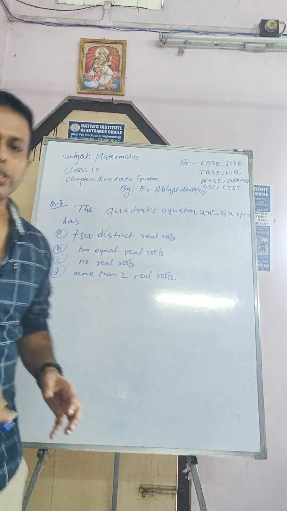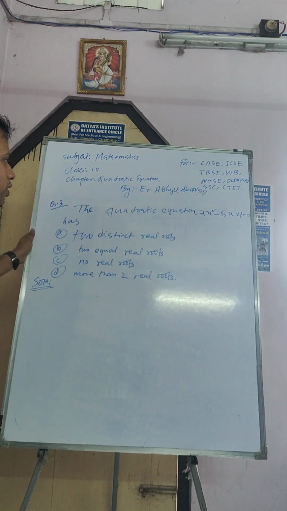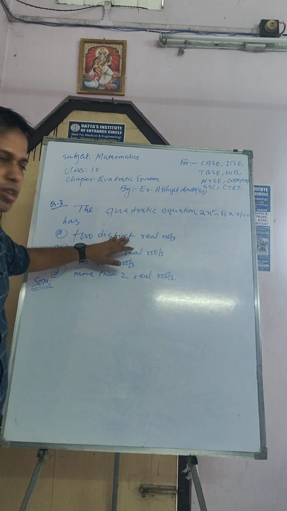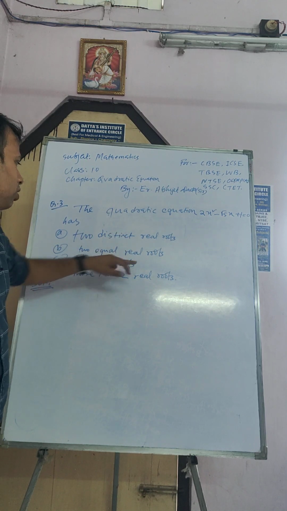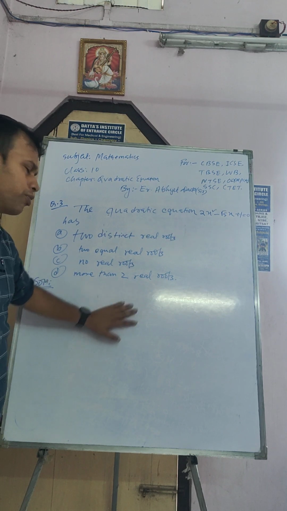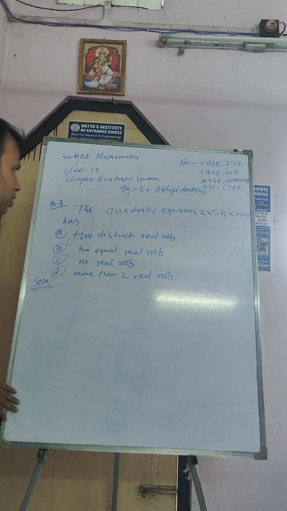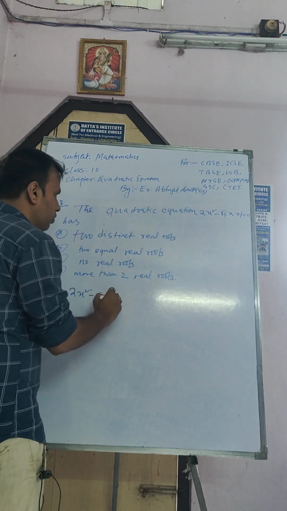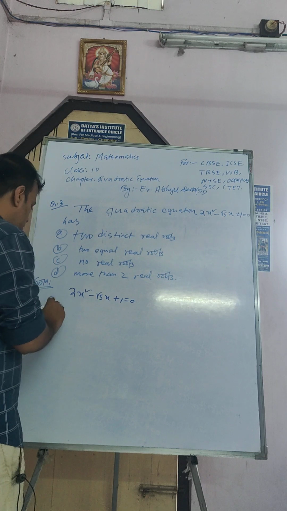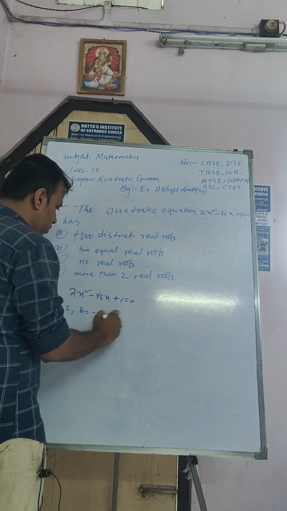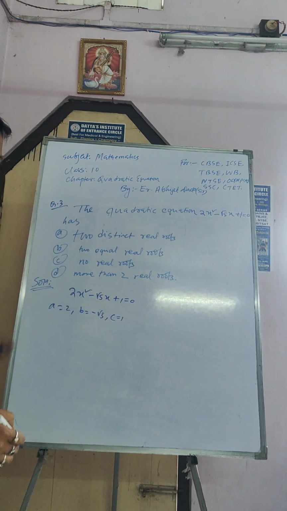So our third question is like this: the quadratic equation 2x square minus root 5 x plus 1 has two distinct real roots, that is different real roots, two equal real roots, two non-real roots, or more than two real roots. So 4 options are given. Which option is correct? We have to find out. So first I write the equation 2x square minus root 5 x plus 1 equal to 0. Here A is 2, B is minus root 5, C is 1.